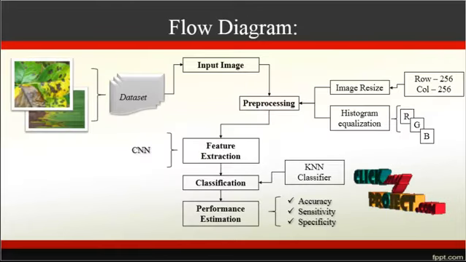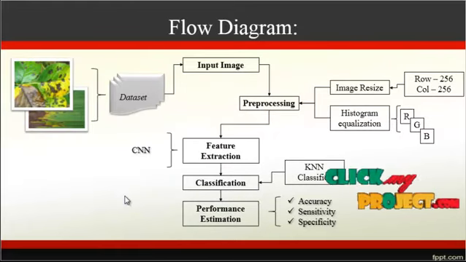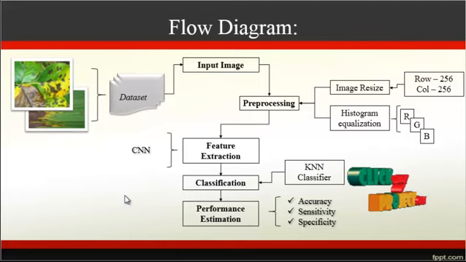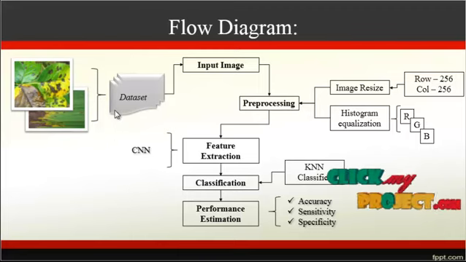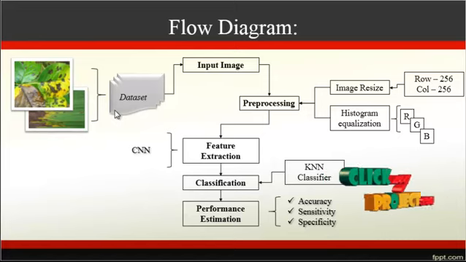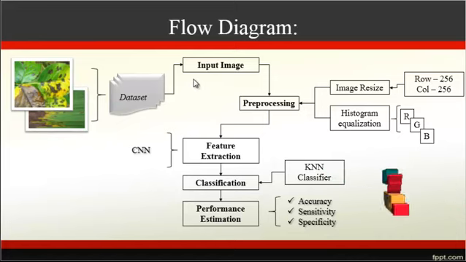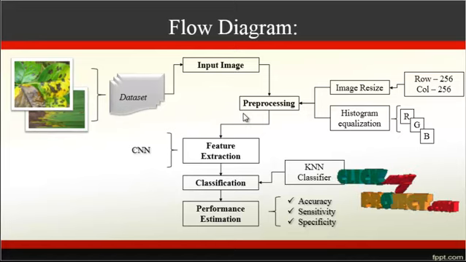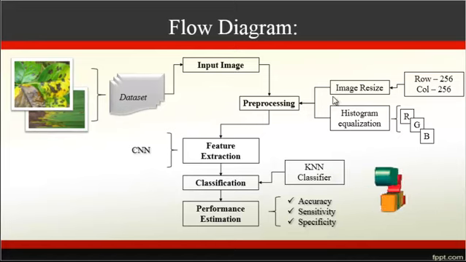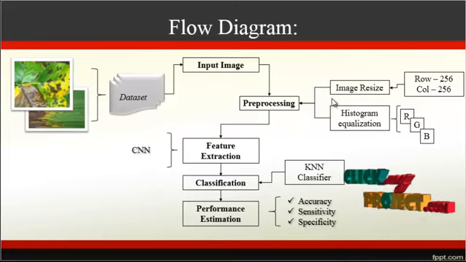Now we are going to discuss the flow diagram for the process. This is the overall working flow. At first, step 1 is the dataset. The dataset is the folder which consists of several input images. After getting any one input from the dataset folder, the input image is carried to the pre-processing. In this pre-processing, we follow 2 steps. The first one is the image resize, then the second one is the histogram equalization.